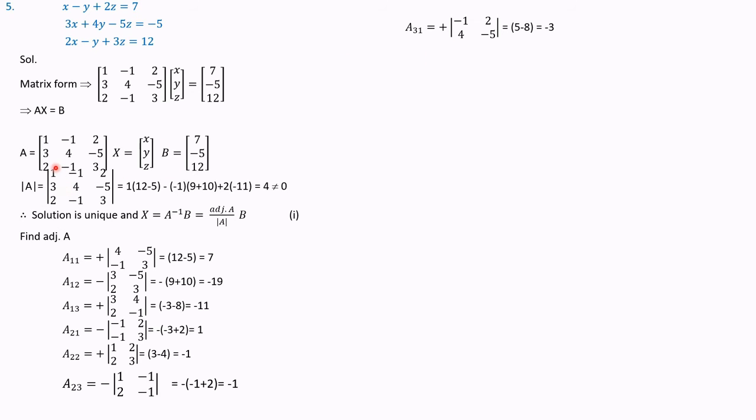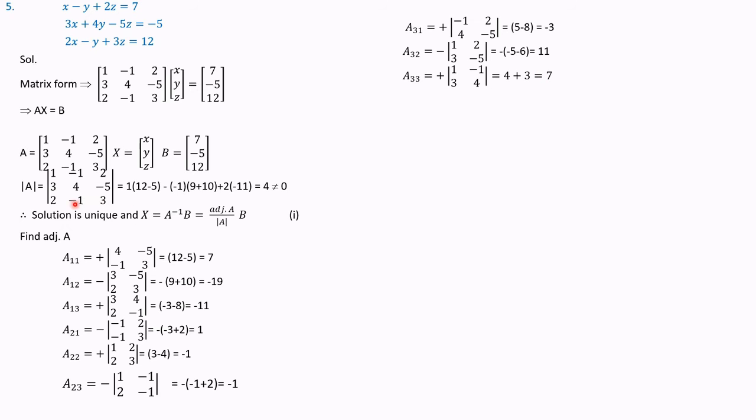So A31 is, you delete the first column and third row. You get minus 1, 2, 4, 5. So because this is plus, the next item will be minus here. So A32 will be minus. So third row and second column. So 1, 2, 3 minus 5. That is equal to minus of minus 5 minus 6 is equal to 11.